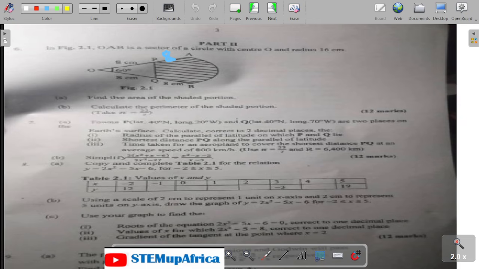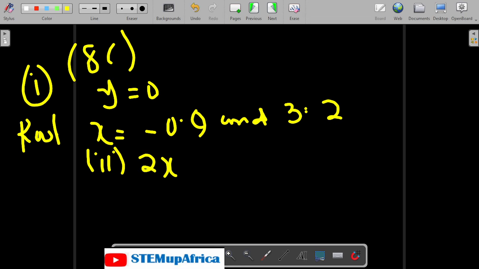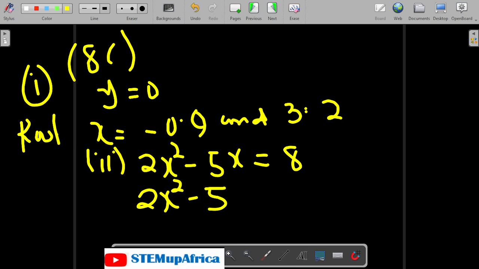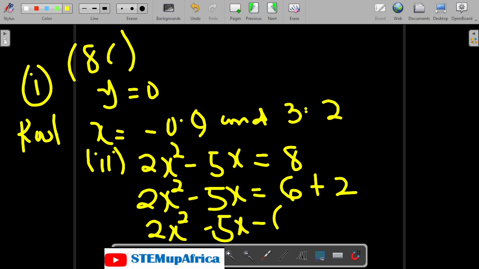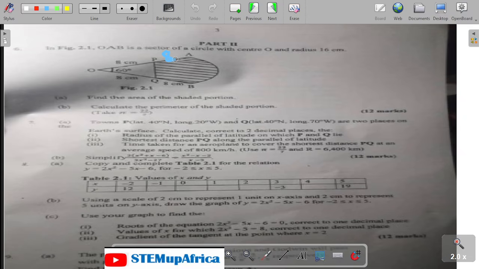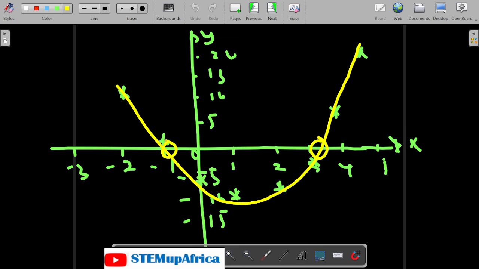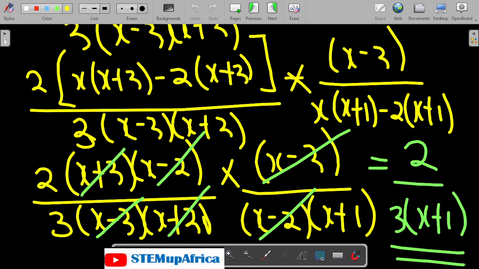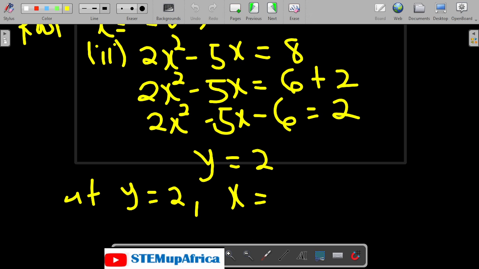So you should find the root of 2x squared minus 5x equals to 8. So we're having 2x squared minus 5x equals to 8. So it's not like the original equation given to us. So I will express it to look like the original. I'll write this as 2x squared minus 5x equals to 6 plus 2. I'm having 2x squared minus 5x minus 6 equals to 2. Therefore means that my y is equals to 2. So at y equals to 2, my x is what? I'll come to the graph now. Y equals to 2 should be somewhere around here. You trace it down, come here, trace it down. So I'm going to have at y equals to 2, my x is minus 1 and 3.3.